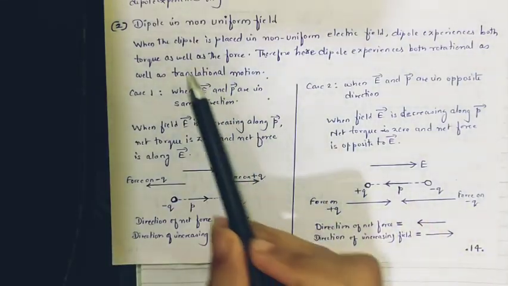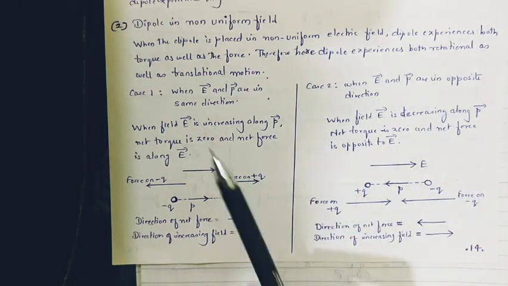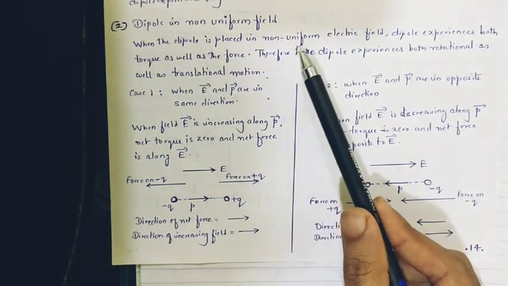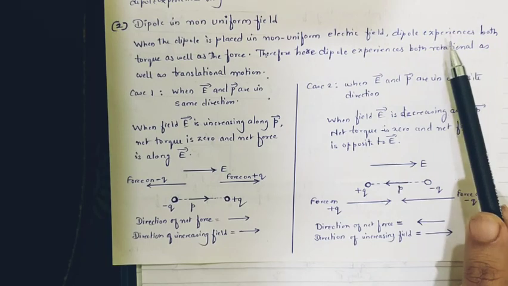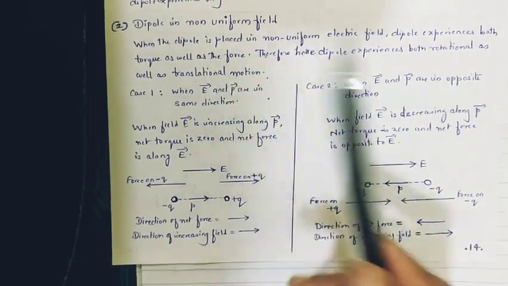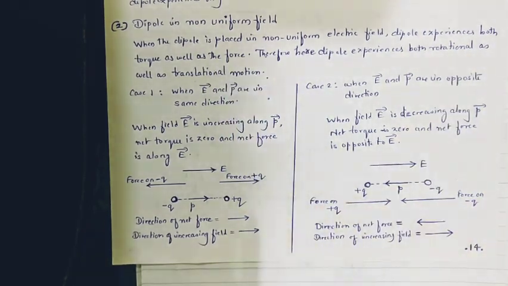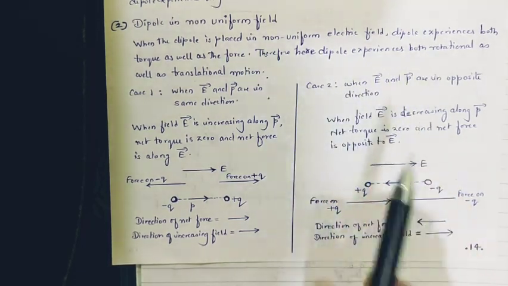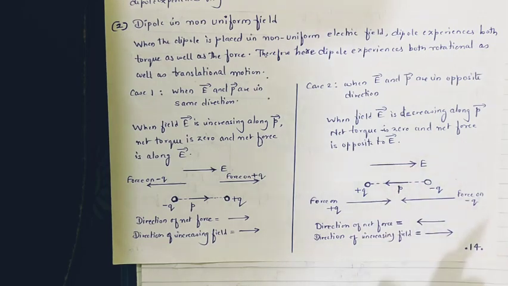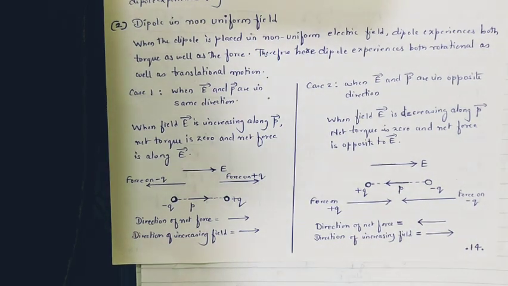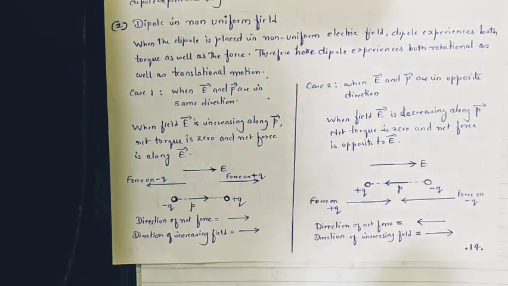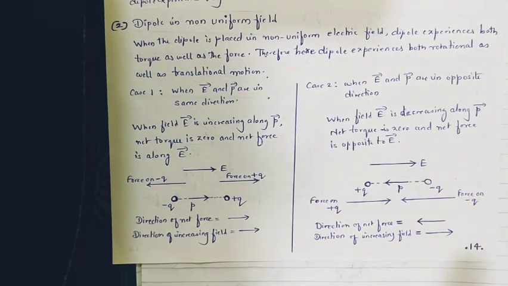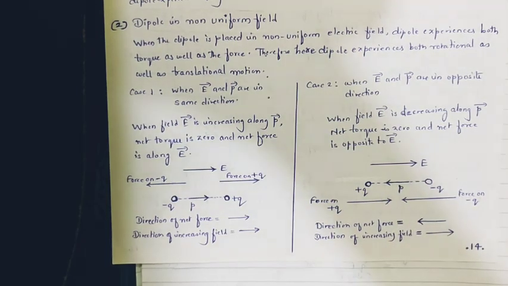Coming back to the topic, when a dipole is placed in a non-uniform electric field, the dipole experiences both torque as well as force. The net force in this case is not going to be 0. Therefore, the dipole experiences both rotational as well as translatory motion, not just rotational motion. There are two cases here: when E and P are parallel to each other, and when E and P are in opposite directions. We'll see each of these cases in detail.